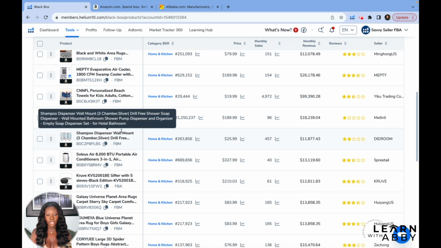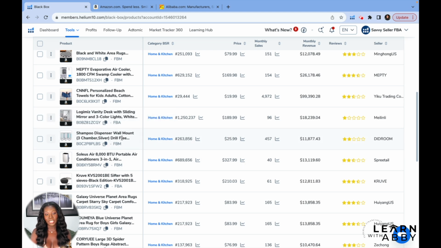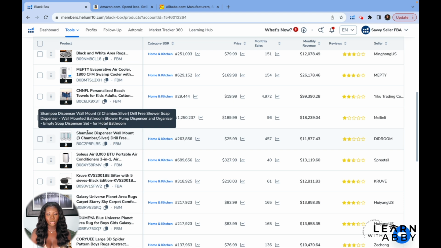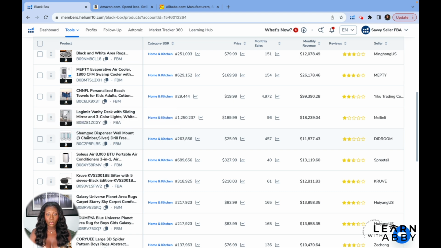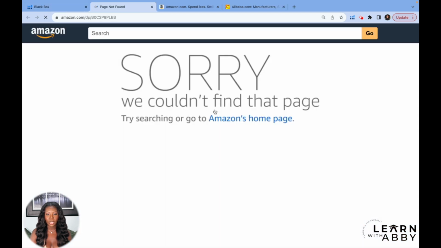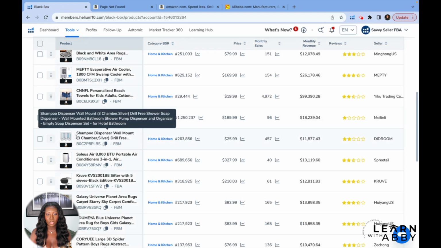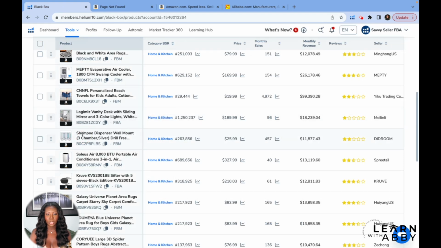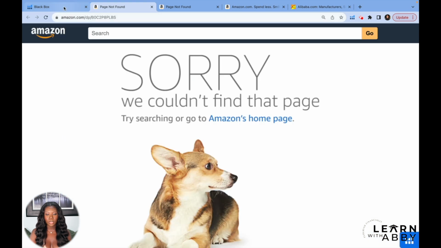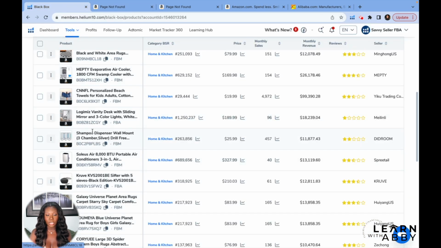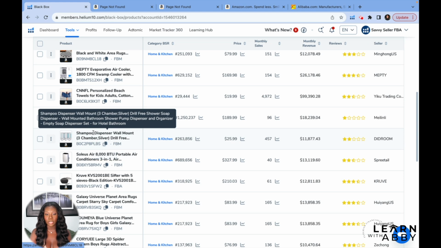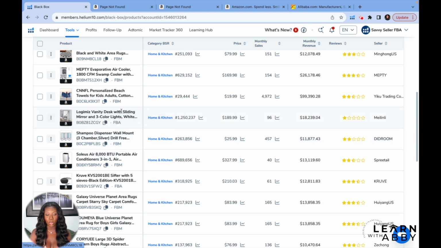This might be interesting. This says shampoo dispenser wall mount. I actually have one of these in my bathroom, like soap and shampoo dispensers, so you don't have to have the bottles in there if you don't want to. I'm going to open up this listing... page not found. Maybe they took their listing down. Looks like their listing is gone, but that's totally fine, because what we care about is the product itself, the shampoo dispenser wall mount.